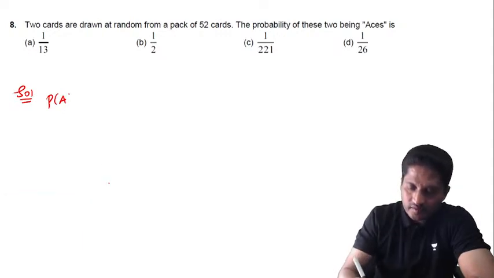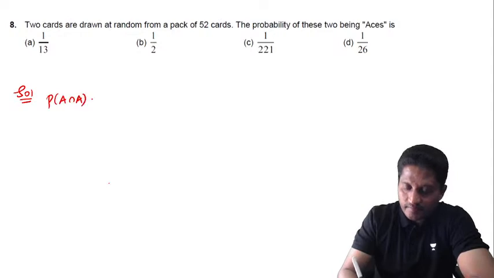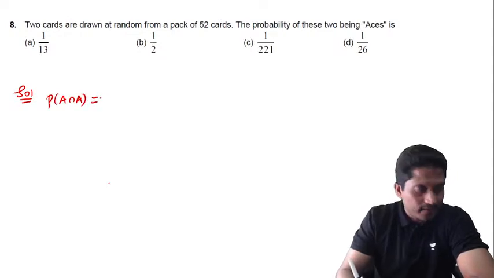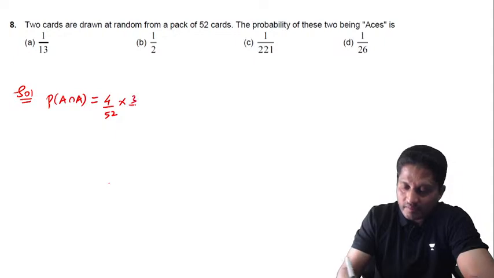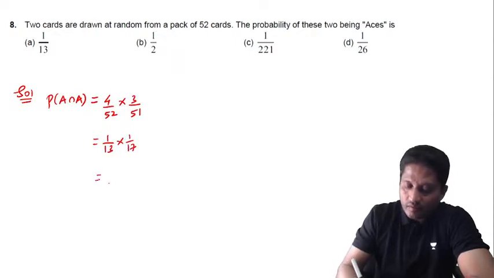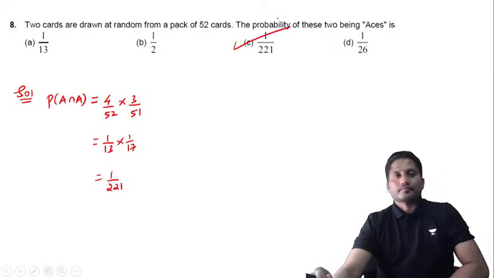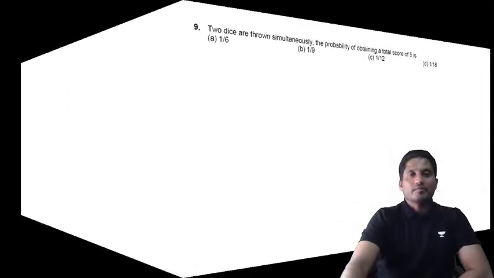First should be an ace and second should be an ace. Probability of drawing first ace will be equal to 4 by 52. And probability of drawing a second ace is 3 by 51. So this is 1 by 13 into 1 by 17, which is 1 divided by 221. Right, answer is option B. Yes, Prajwal, right. Question number 29.